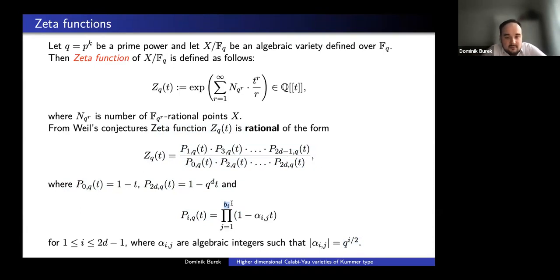So a lot of information is attached to our algebraic variety in one single function. In the literature, there are not so many algebraic varieties, especially Calabi-Yau varieties, with explicitly computed zeta functions. Known examples are basically some hypersurfaces and complete intersections in toric spaces.